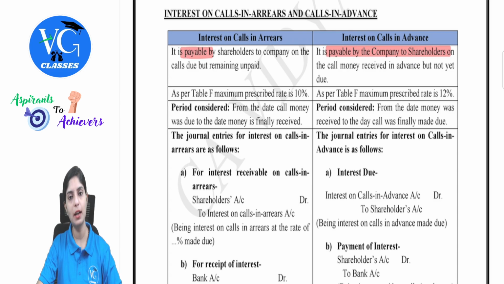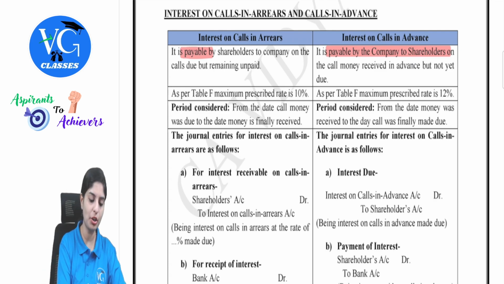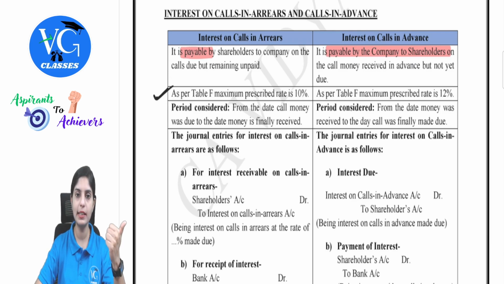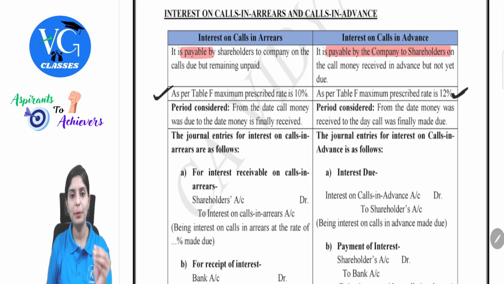So as per Table F, what is this? This is as per the Companies Act with respect to the articles of association. As per Table F, the maximum prescribed rate is 10%. So majority of the times, the rate of interest will not be available in the question. So it becomes important for you to remember these rates. For interest on calls in arrears, it is 10%. For calls in advance, it is 12%. So remember this, while the company is receiving, it will receive at 10%.